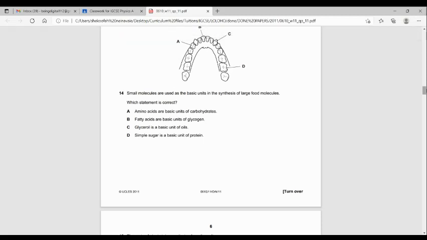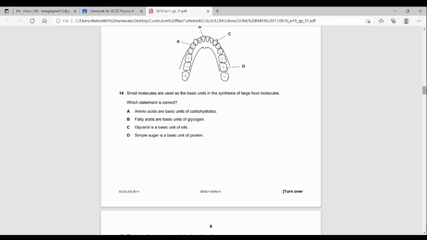Question number 14. Small molecules are used as the basic units in the synthesis of large food molecules. Which statement is correct? Amino acids are basic units of carbohydrates. Carbohydrates like sugar, starch, chocolate, anything, they have carbohydrates. And the carbohydrates are actually made of small glucose molecules. These are sugars, so they are not made of amino acids. Amino acids are the building blocks of proteins.